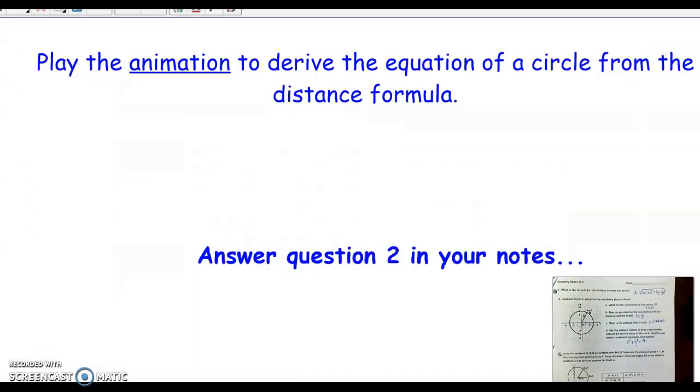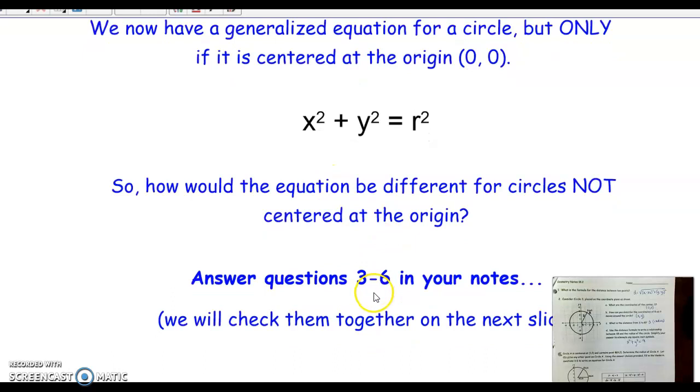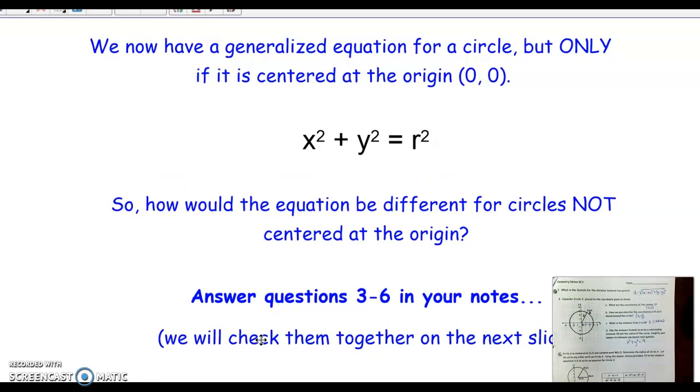All right, so we have a generalized equation for a circle, but remember, this is only if it's centered at the origin. And of course, a circle can be centered anywhere, not just at 0, 0. So how would the equation be different for circles that are not centered at the origin? Go ahead and try to answer questions 3 through 6 in your notes, and then we'll come together to look at that.